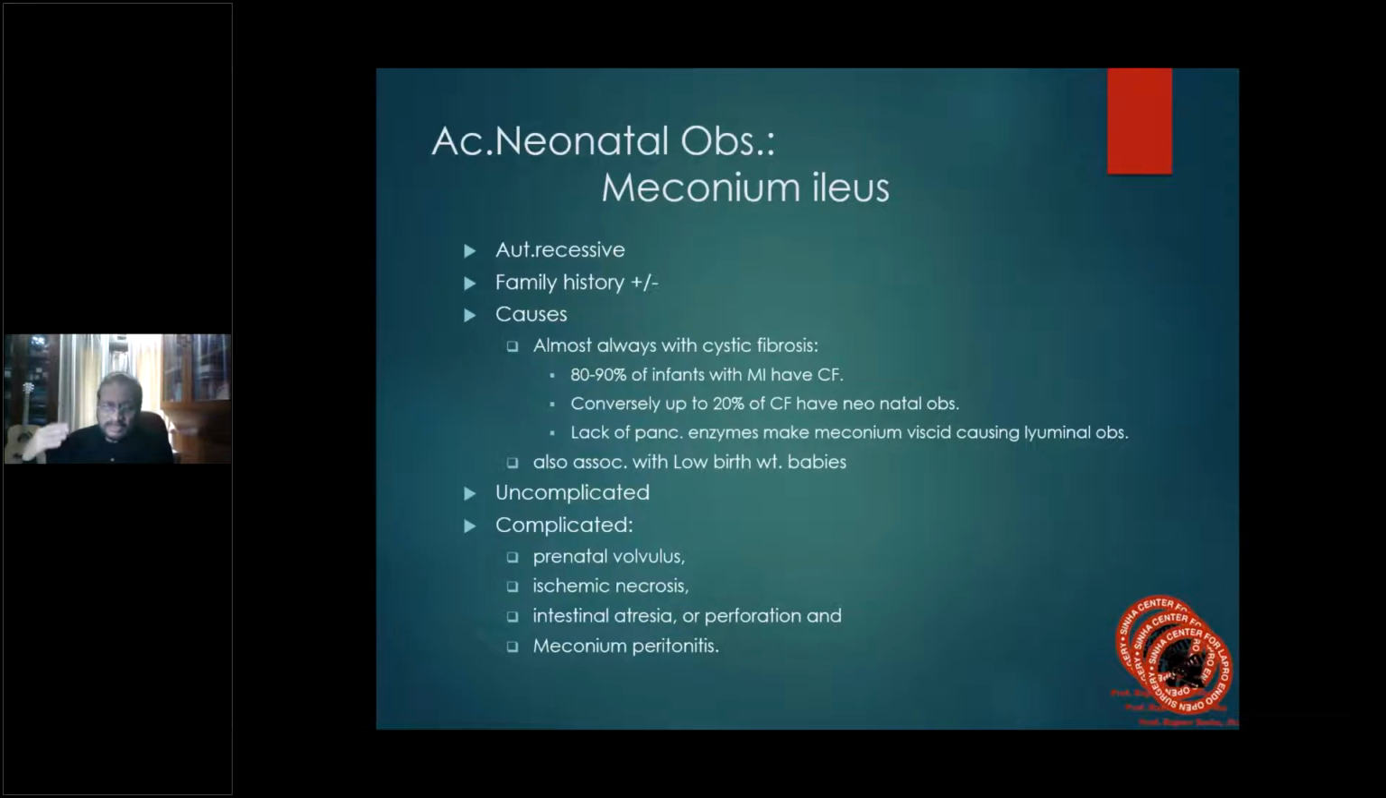Number one, the child can also have perinatal volvulus, ischemic necrosis, intestinal atresia or perforation, and meconium peritonitis. The meconium is leaked into the peritoneum, so meconium peritonitis. So meconium ileus can either present as an uncomplicated or it can present as a complicated form.